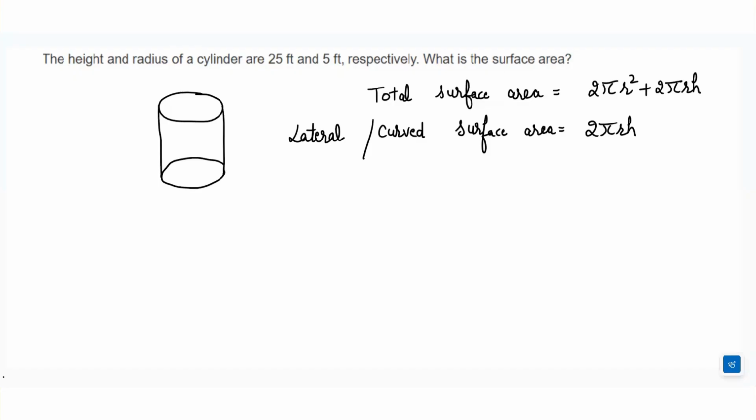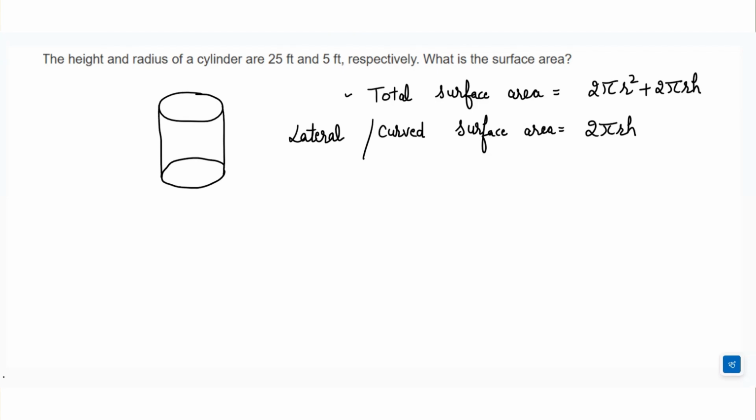Hello everyone, let's understand how to find the surface area of a cylinder. For that, you should know the two formulas. The first is total surface area equals 2 pi r square plus 2 pi rh, and the lateral or curved surface area equals 2 pi rh.